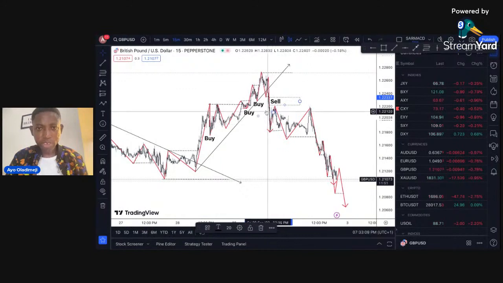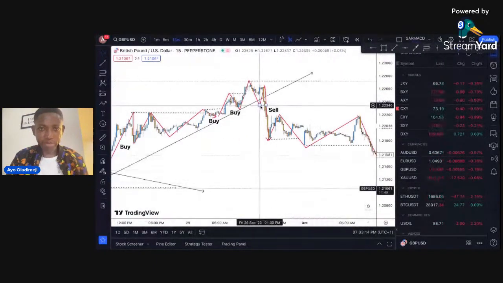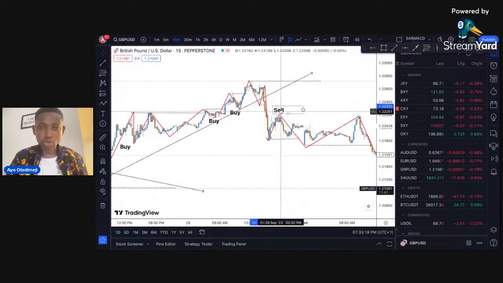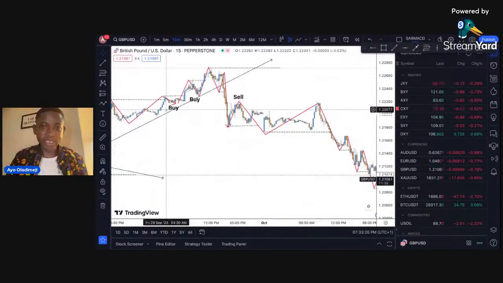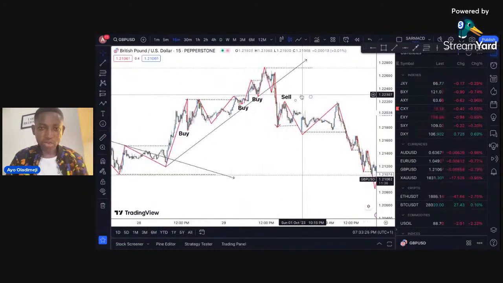Why? Because this low here has been broken. The moment it broke and it pulled back, you sell here. Don't buy in a downtrend. Then this move here broke this low here. Wait for the pullback.